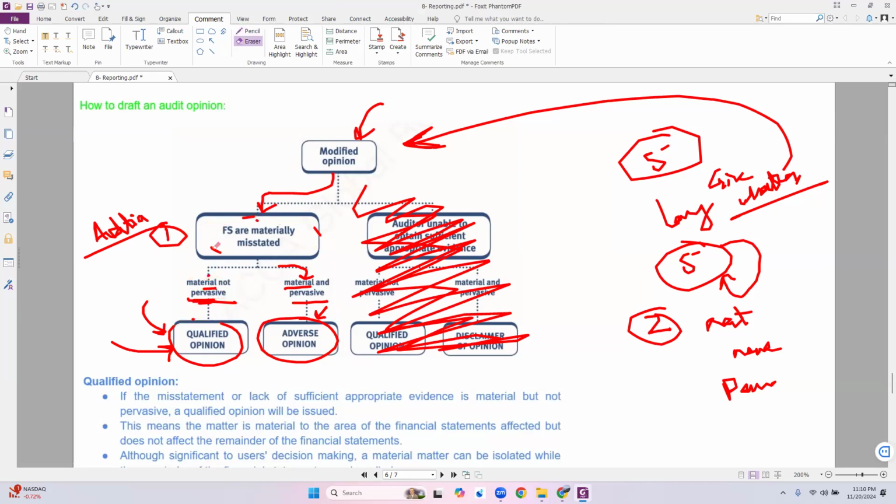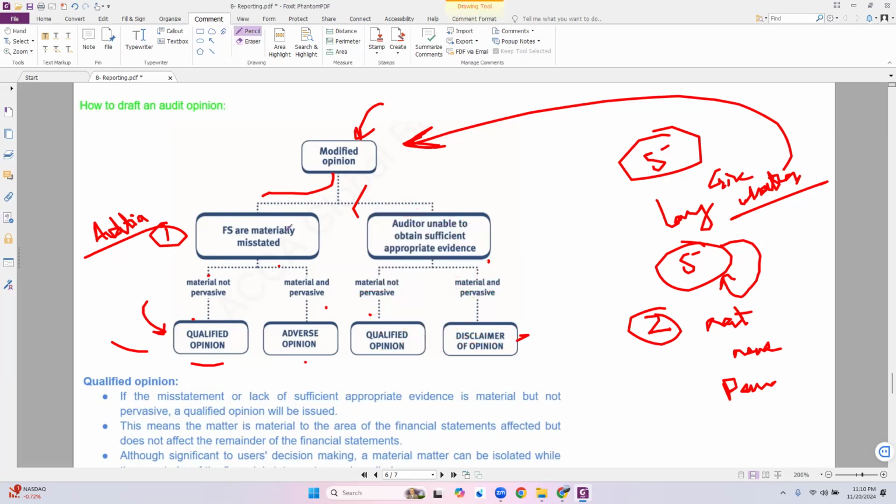Material and pervasive. So you're telling the user there are material mistakes, and it's more than two places. That's what material and pervasive means. Yes. Any questions? Can I move forward now?